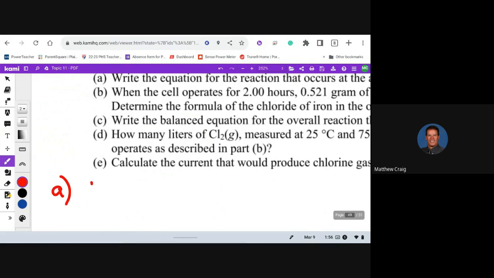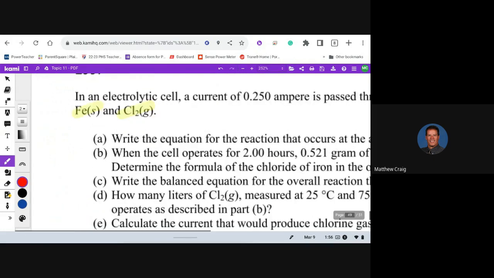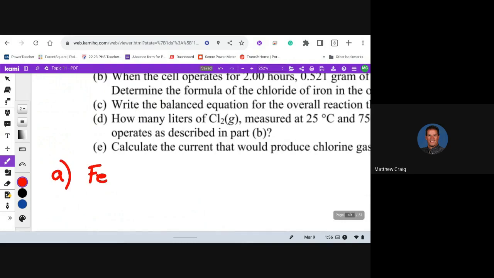Okay, so A, I have iron as my product. So looking at your sheet, how do I write this half reaction? Should I do the iron plus 3 goes to iron plus 2? Oh, I found it. Yes.